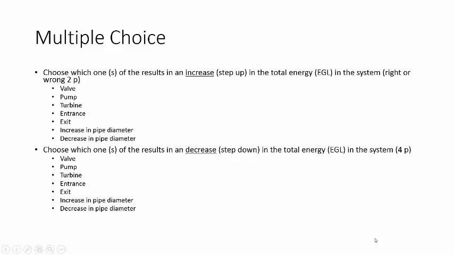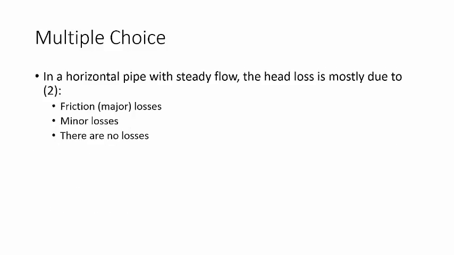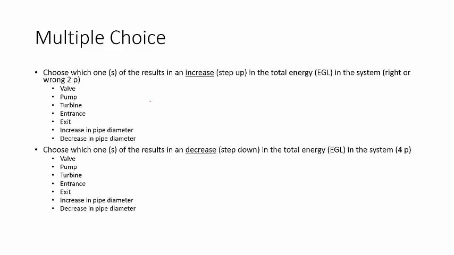Let's do the multiple choice first. And I think that I need to start here. So the first question, in a horizontal pipe with steady flow, the head loss is mostly due to, of course, friction. That's why they're called major losses.